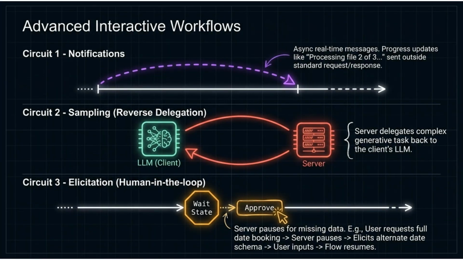Advanced interactive workflows involve three circuits. Notifications allow async real-time messages. Sampling, or reverse delegation, lets the server delegate generative tasks back to the client's LLM. Elicitation, or human-in-the-loop, pauses the flow for user input.